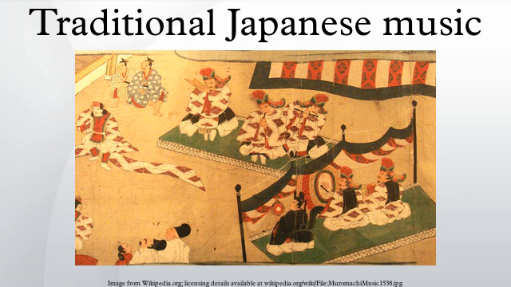Noh or nogaku is another type of theatrical music. Noh music is played by the hayashikata. The instruments used are the taiko, otsuzumi, kotsuzumi, and fue.